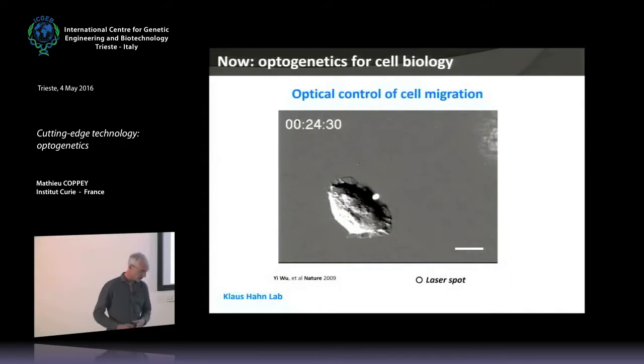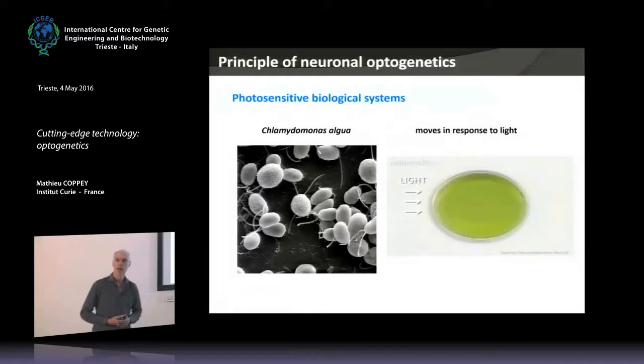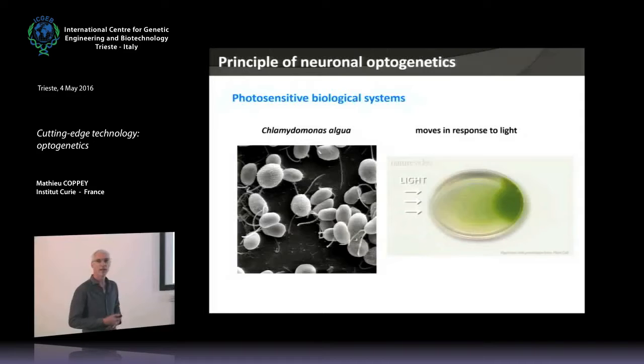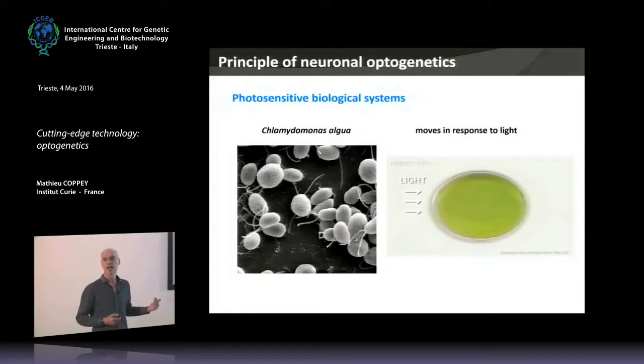So just before, coming back to neuronal optogenetics, what was the idea behind it? The idea was to use some biological systems that are photosensitive. For neurobiology, the idea was to use an alga, a single-cell alga that has two flagella and has the property to sense light and react to it. When you shine light on a dish where you have this alga, it moves against the light. It doesn't really like light, it likes dark spots, and it does this phototaxis the other way, going away from the light.